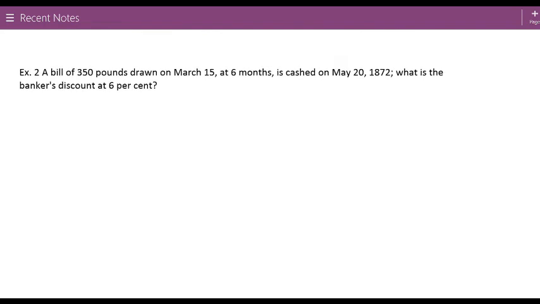All right, in our example 2, a bill of £350 drawn on March 15th at 6 months is cashed on May 20th, 1872. What is the banker's discount at 6%? All right, so if we were to solve this for when it had been due, that would have been, I believe your text says September 18th, and since it was then cashed on May 20th, that ends up being 120 days earlier.